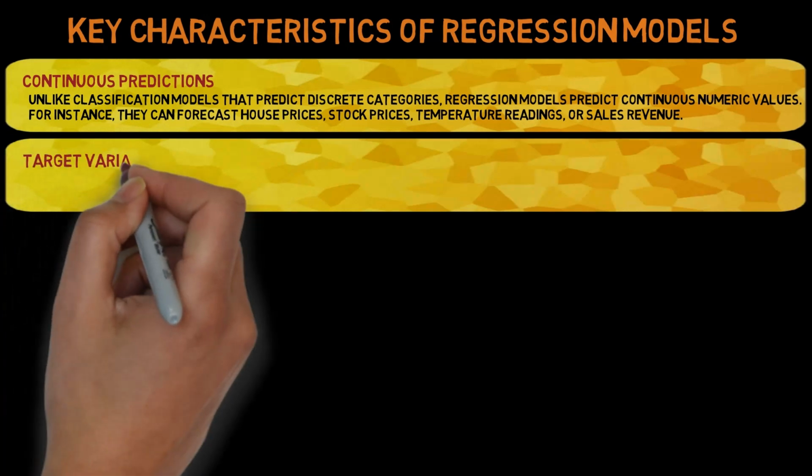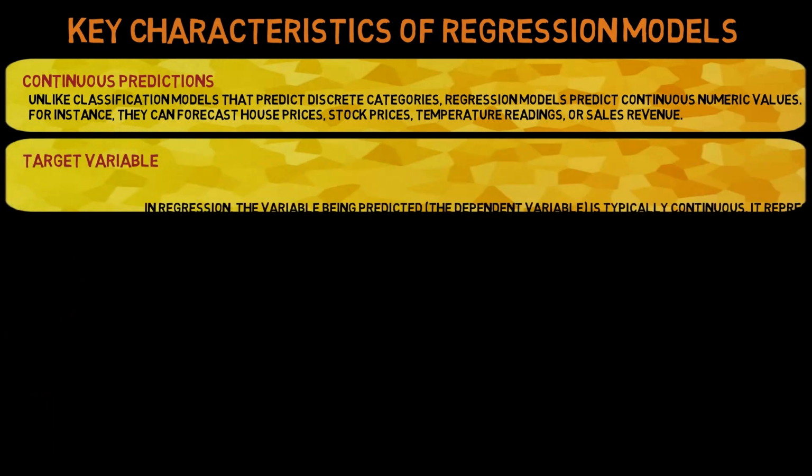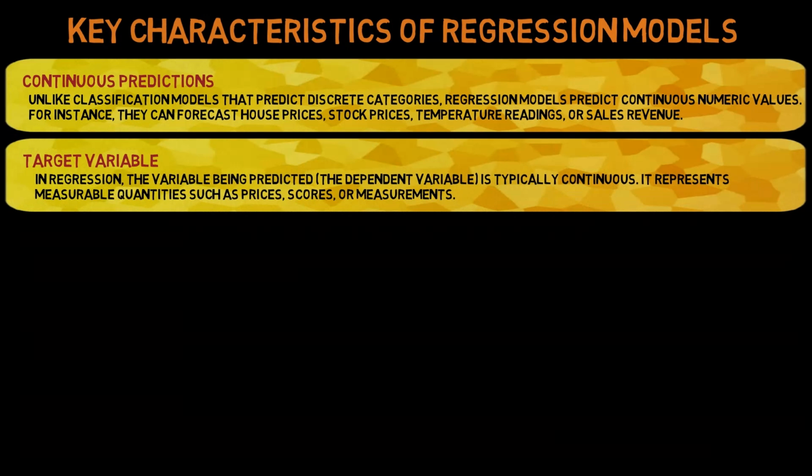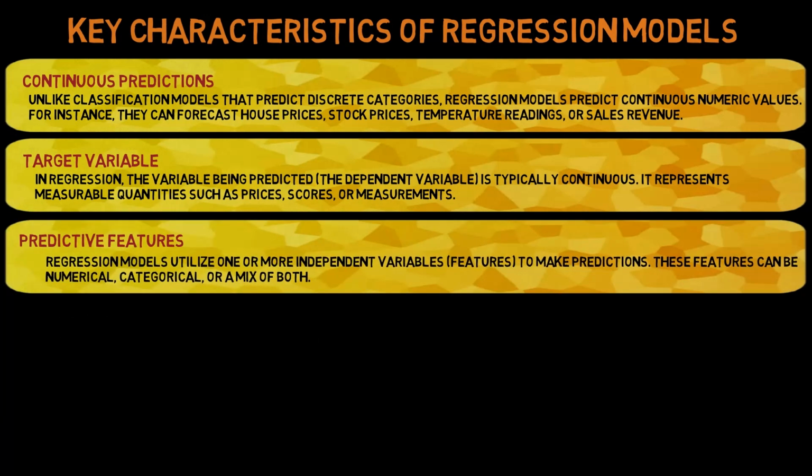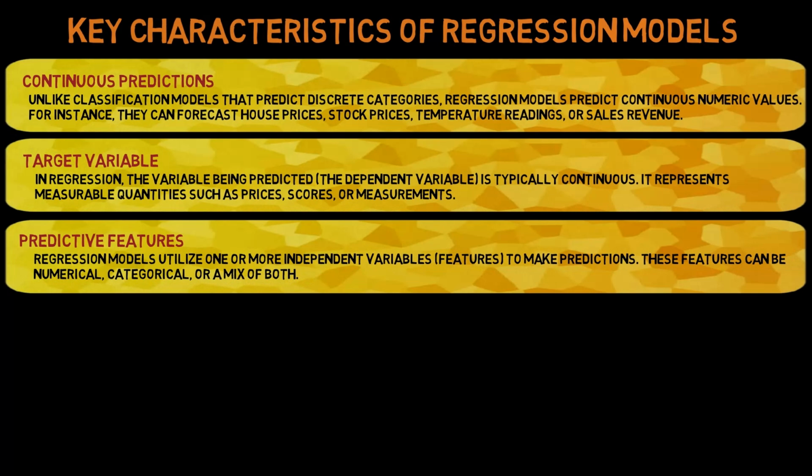Target variable. In regression, the variable being predicted, the dependent variable, is typically continuous. It represents measurable quantities such as prices, scores, or measurements. Predictive features. Regression models utilize one or more independent variables, features, to make predictions. These features can be numerical, categorical, or a mix of both.